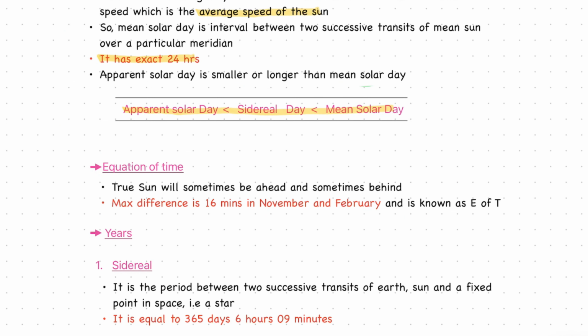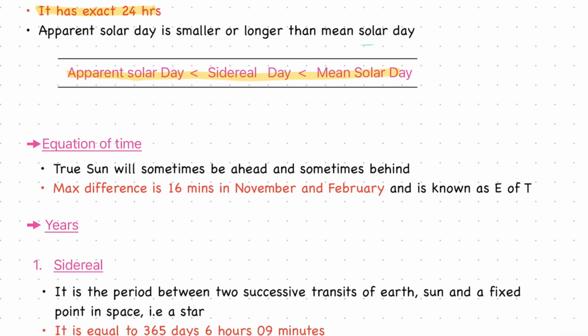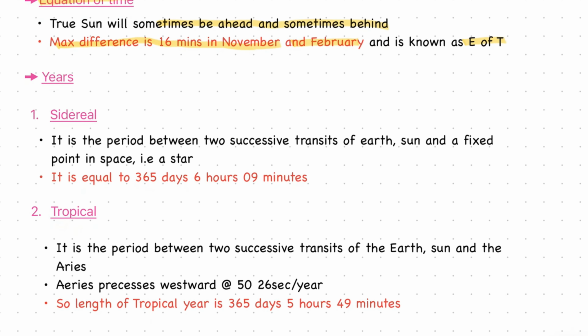Now we have one more term related to time, that is the equation of time. The true sun will sometimes be ahead and sometimes behind. The max difference is 16 minutes in November and February, and this is known as E of T. Just remember it. Now we come to years.